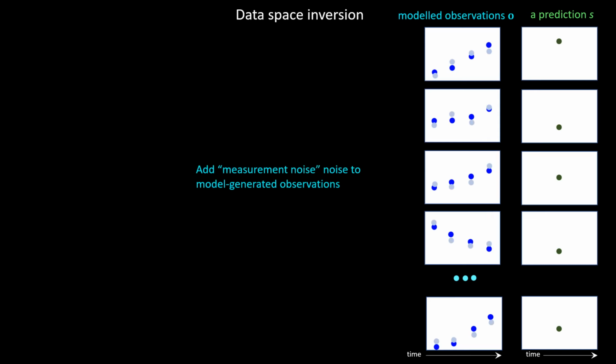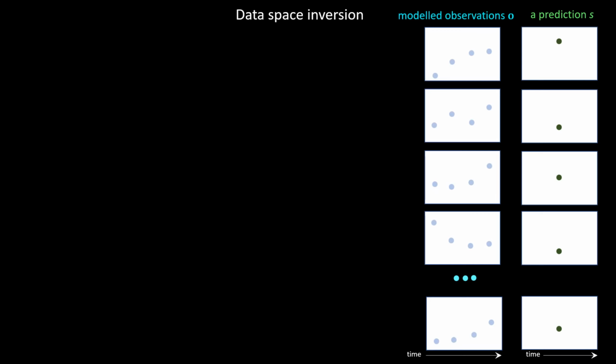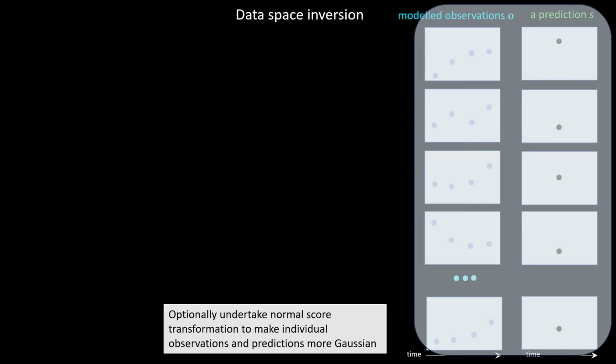Now I'm going to add a little bit of measurement noise to these model generated observations, because the uncertainty of any prediction has to take account of the fact that measurements of past system behavior are somewhat contaminated by measurement noise. So I use noise enhanced model outputs. Optionally, I can undertake a normal score transformation so that each of these outputs is actually Gaussian on its own.